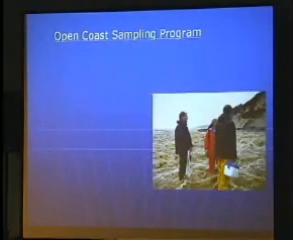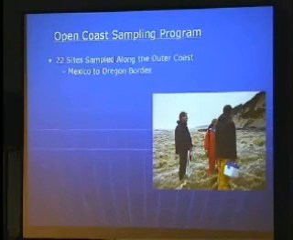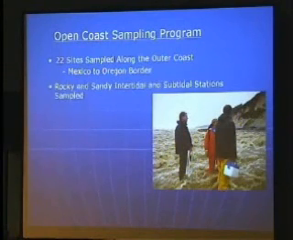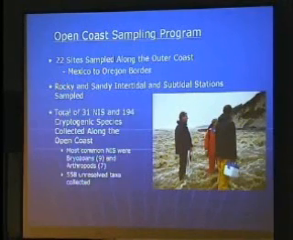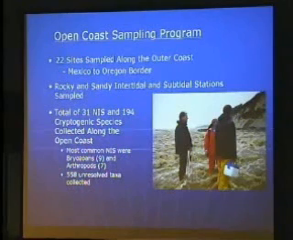So a little bit about our open coast sampling program. We sampled 22 sites along the outer coast from Mexico to Oregon. And at each site, rocky and sandy intertidal and subtidal stations were sampled. A total of 31 non-native species and 194 cryptogenic species were collected along the open coast, which is relatively few compared to the bays and the harbors. The most common non-natives were bryozoans and arthropods.